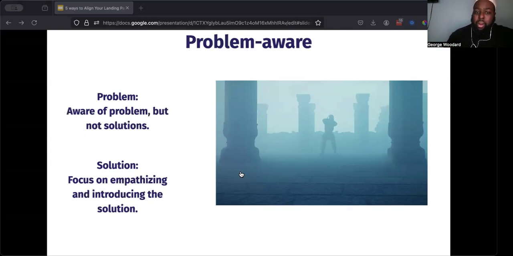Next up is problem aware. The client is aware that they have a problem, but they're not aware of the solutions that are available for the problem. So what you should do is focus on empathizing and introducing the solution. Now, this is kind of like 5 steps of recovery. First, you've identified, you are aware that you have a problem. Like, hey, I have a problem.